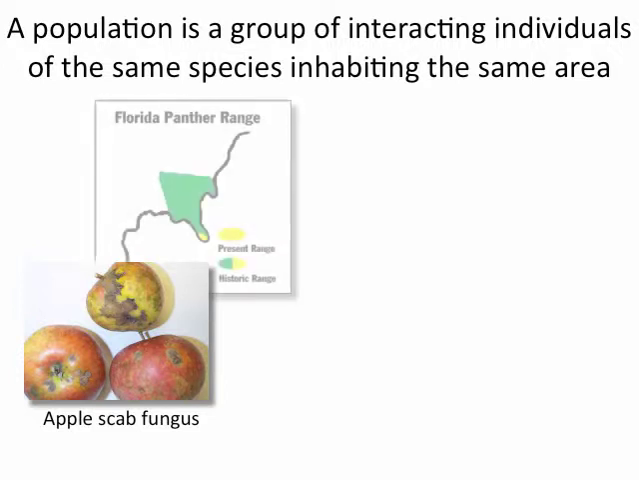Compare that, of course, to a mammal like the Florida panther and its range. This map shows sort of southeastern United States. The green area is the historic range, and the yellow area within that is its current range. Obviously, this species occupies a much larger area than the apple scab fungus.